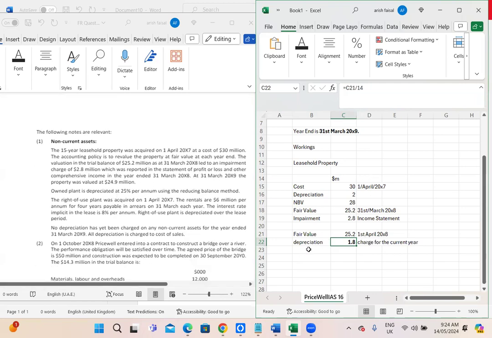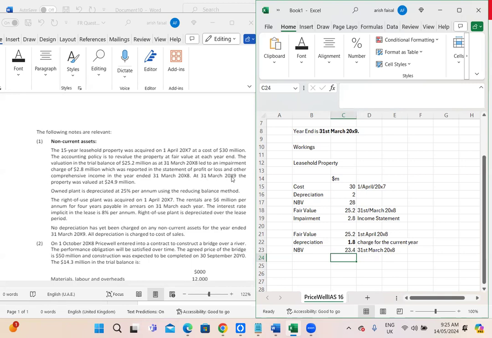So 25.2 minus 1.8, you will get the net book value of this asset by the end of your year, which is 31st of March 2008. So 25.2 minus 1.8, the net book value is 23.4, right? So now you can see over here the valuation in the trial balance of 25.2 million at this date led to an impairment charge of 2.8, which we also calculated, which was reported in the statement of P&L and OCI.